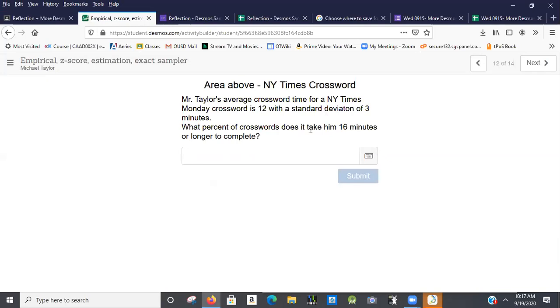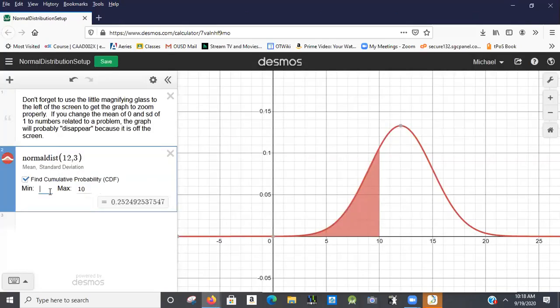Okay, do the next one. Same problem, I'm not going to redraw it. 12 and 3, 16 minutes or longer. Go back to my graph. Mr. Taylor made this easy for me. Minimum 16, maximum is as far as I want to make it, so I can get rid of that, or I can say 999, just very far to the right.